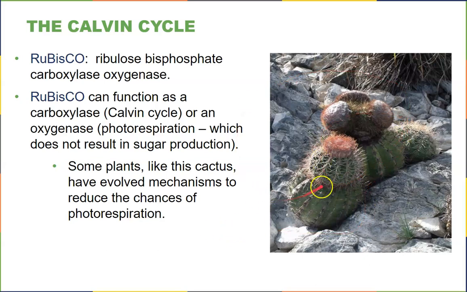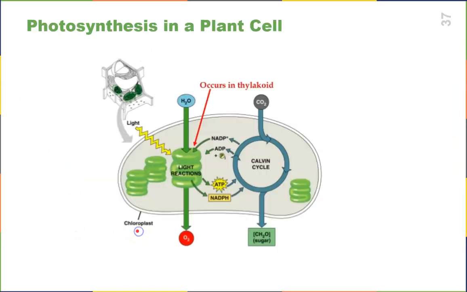So that's going to be plants like succulents and cacti, plants that like to live in hot places, and plants that like to live in places where it's really dry. They can reduce their photorespiration chances. There's just something neat about plants.